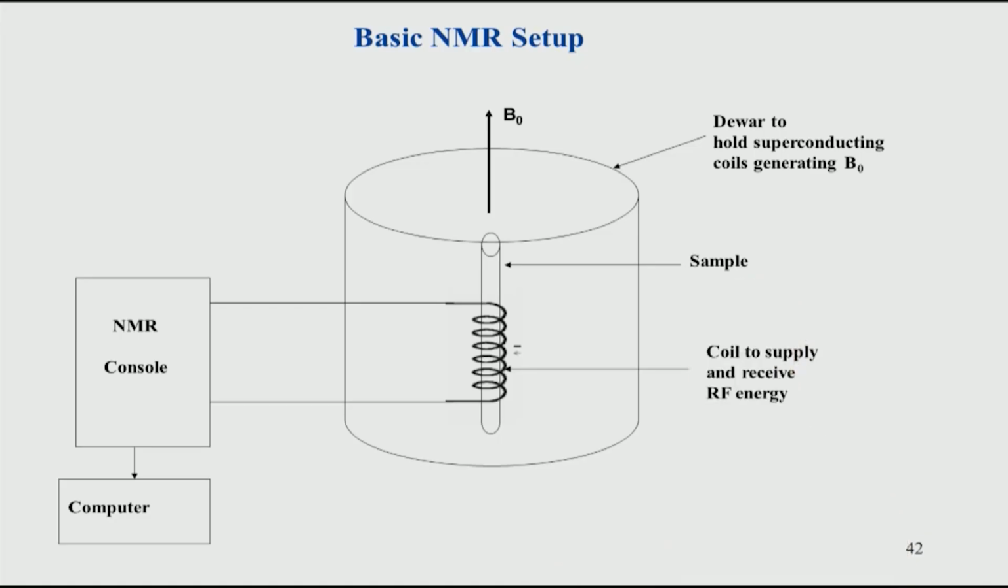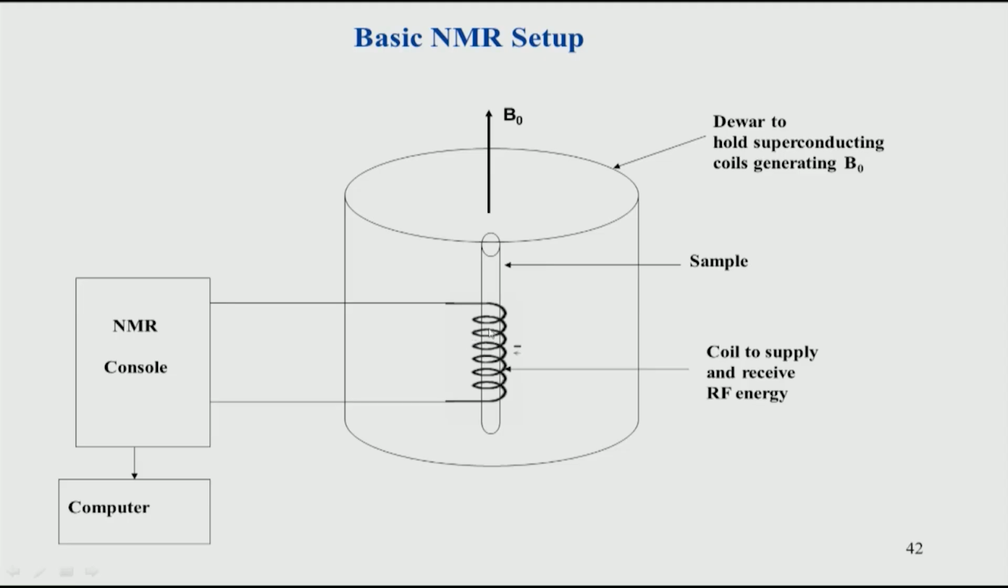This is a basic schematic of a magnet. As we can see, the magnet is basically a big dewar which looks like this. This is of course not to the real size, it is a schematic figure. We will see this in more detail in the next slide. It contains the magnet, and in the middle of the magnet there is a bore, a hole through which we put the sample in, and the sample sits inside the magnet.